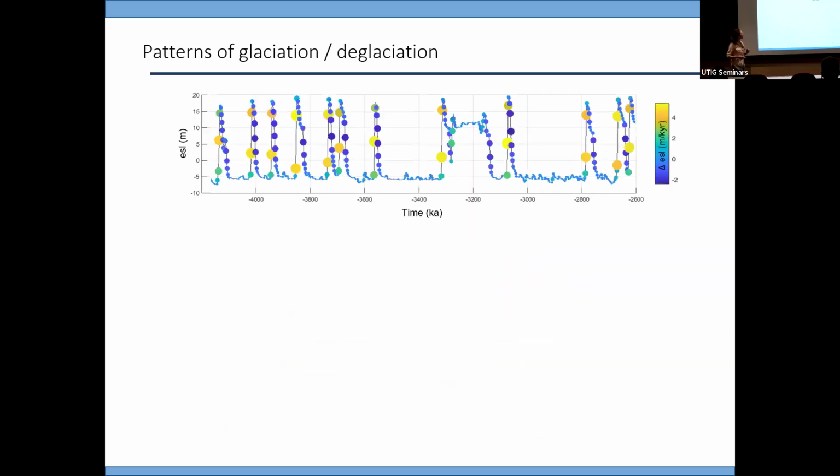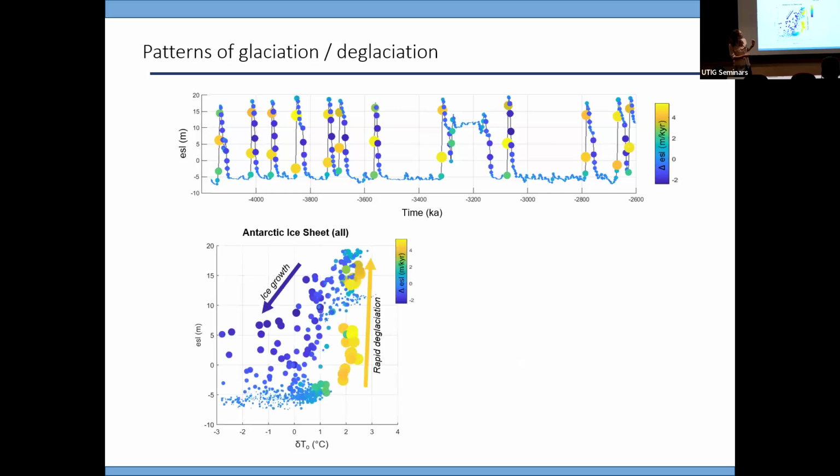If we look at this another way, here I've plotted the rate of sea level change at each time step, and the color and shape of the dots represent the rate of sea level change. Now instead of plotting through time, if we plot it with respect to the ocean temperature anomaly in the model, we can start to think about thresholds. This axis is the same sea level equivalent as the top, and here is the ocean temperature anomaly.